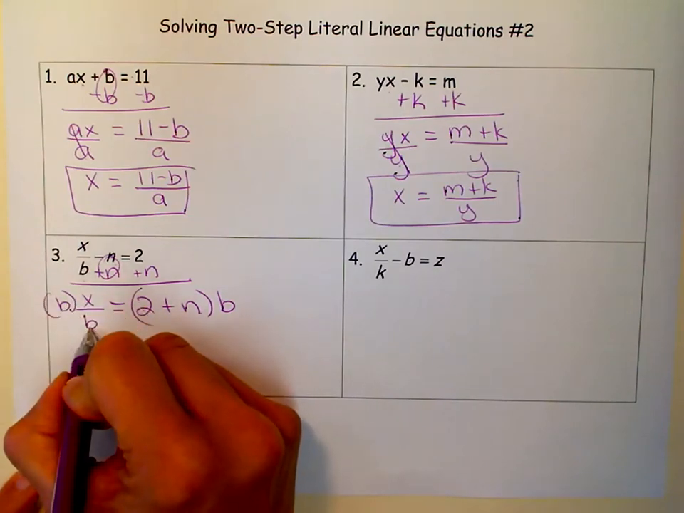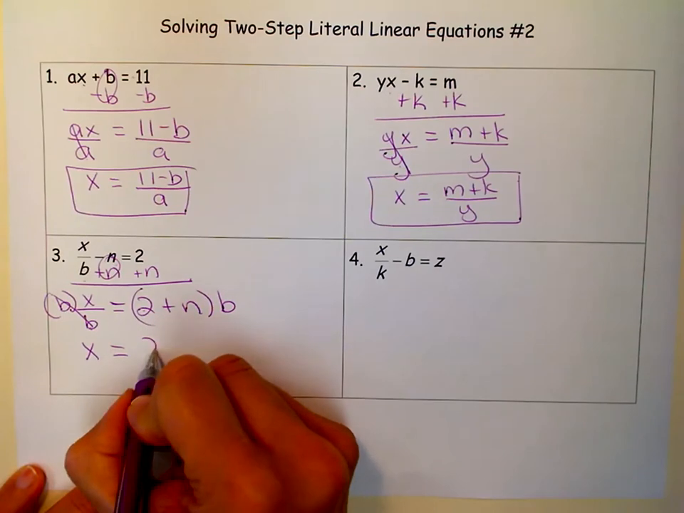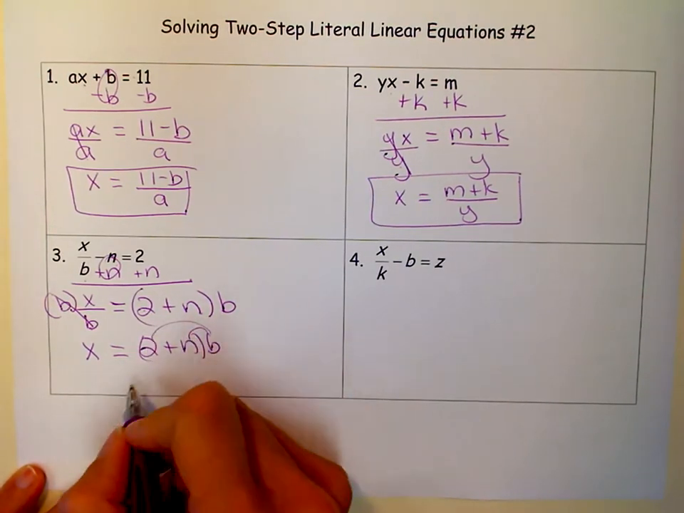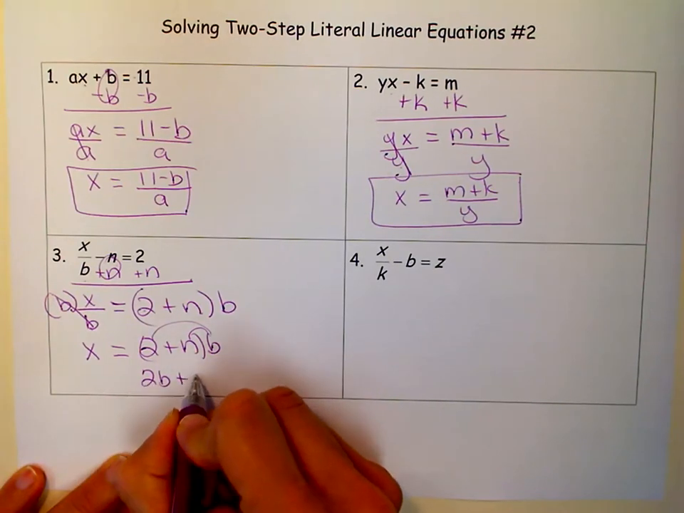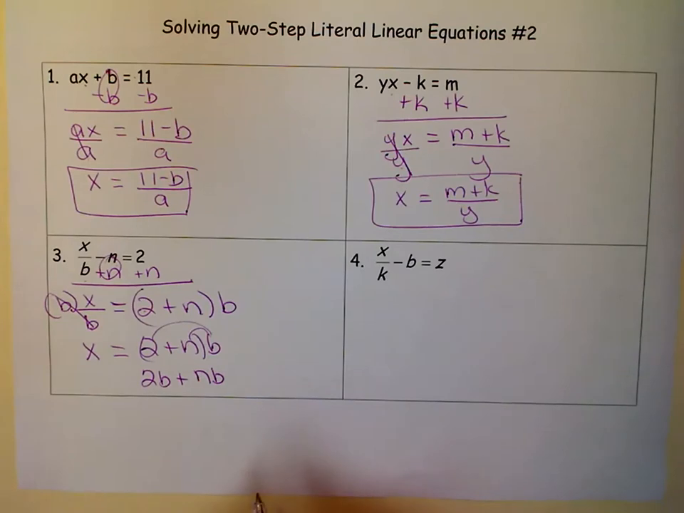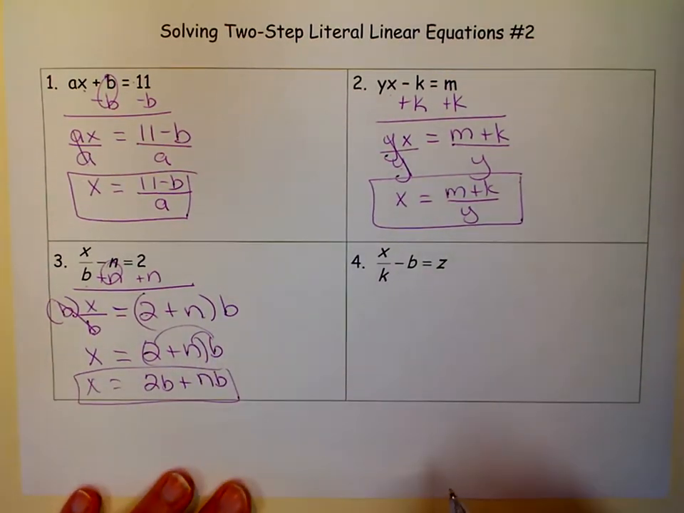The b divided by b cancels out and I'm left with x equals. Now it's okay to leave it like this, or you could use your distributive property and say 2b plus nb. Either way is okay. It doesn't matter which way you write it. We'll just box that one in, but it wouldn't matter if you left it like that.